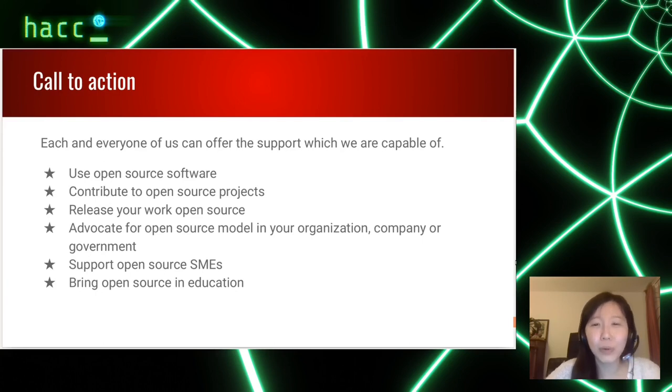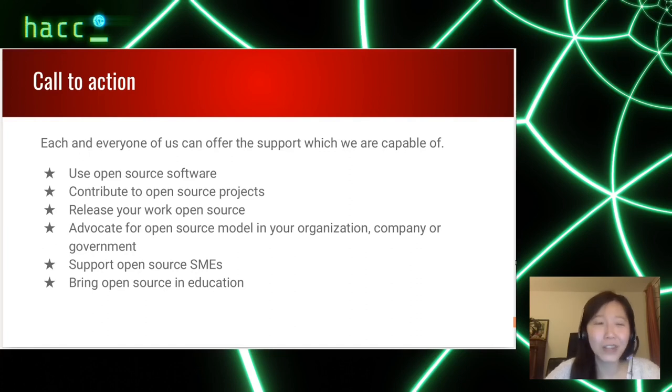Advocate for the open source model in your organization. So open source is not only about software, it's about open collaboration, it's about sharing the knowledge. Bring the knowledge to more people. Advocate for this model inside your organization, in your company, and in your government.